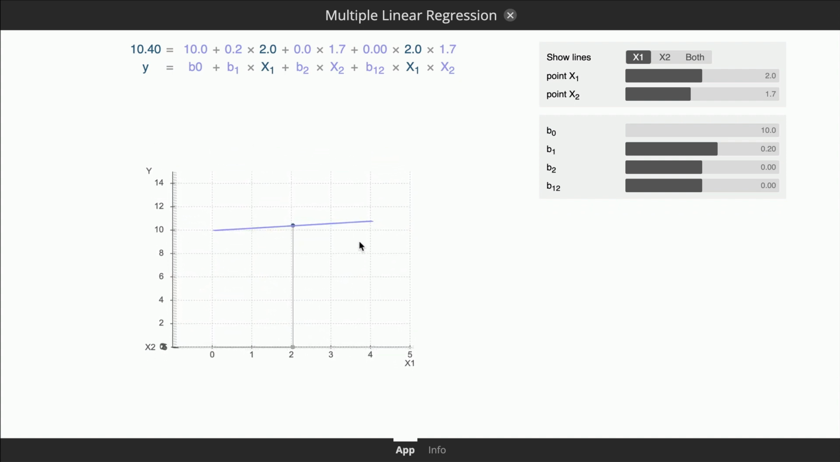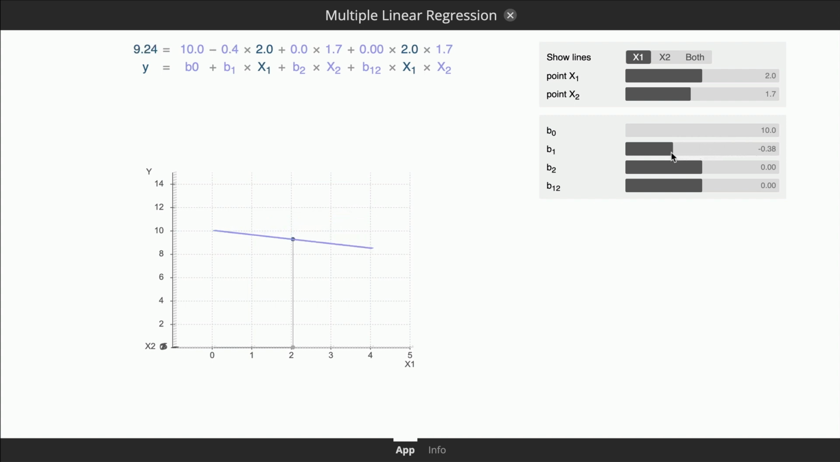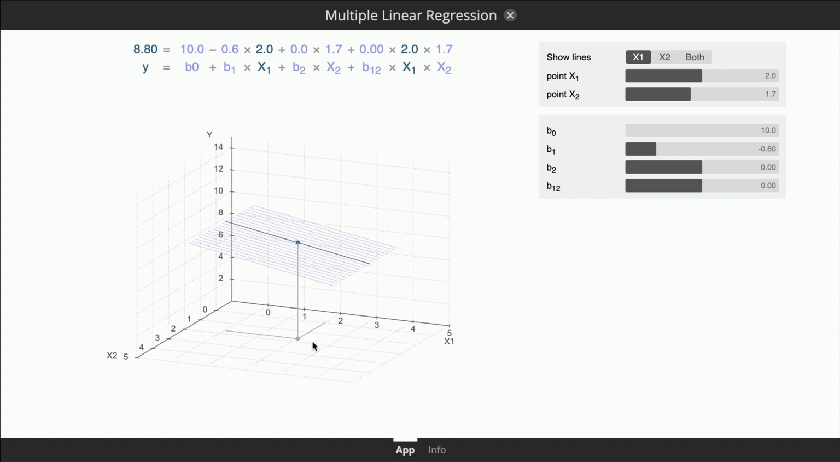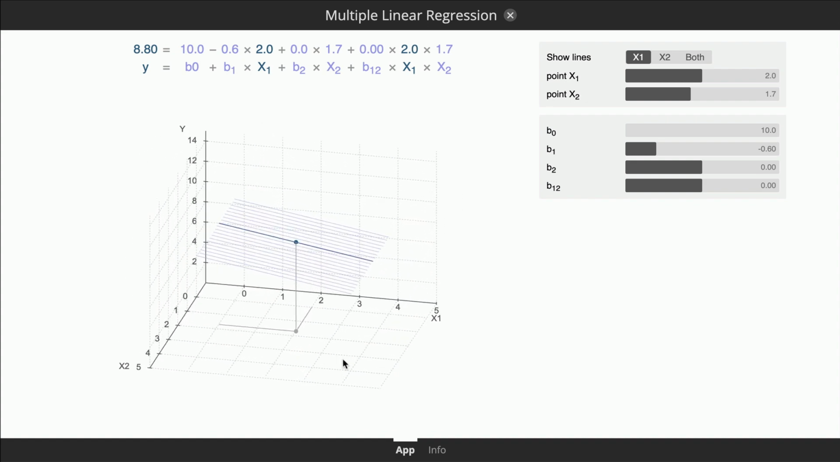But you can clearly see a slope from x1. So if I start changing x1, b1, the regression coefficients, you can see the slope gets larger. Or if I, for example, make it negative, the slope will be negative. So you can see this is 0, for example, 6, negative 0.6. It means that we subtract from the initial value the contribution from x1, right? So you can see it's 0.6 times 2, and then we subtract it from 10. Okay, and then this is how the plane looks.